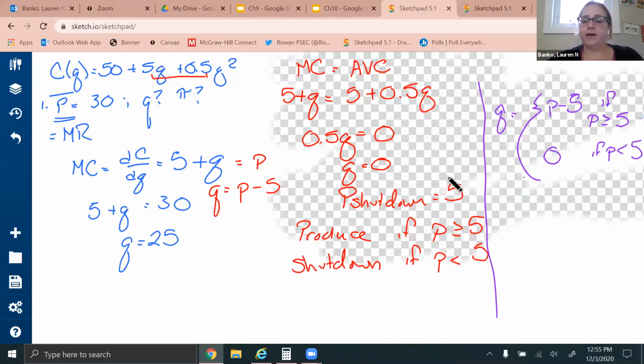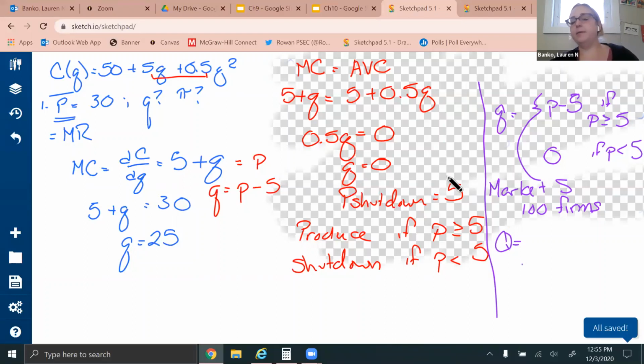Now, we might also ask, depending on different numbers of firms, what's the market supply? And let's just assume there's 100 firms. This is going to be something that's given to you. So you're not just picking a number, but it'll say, find the market supply when there's 100 firms or something. And this is relatively straightforward. We're going to use capital Q for the market. There are little q's being used for each firm.